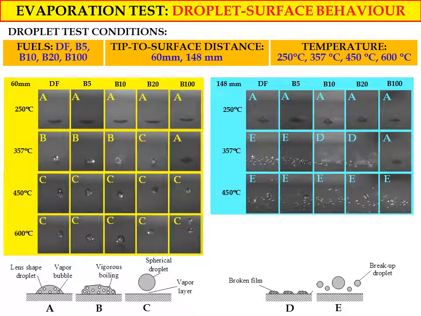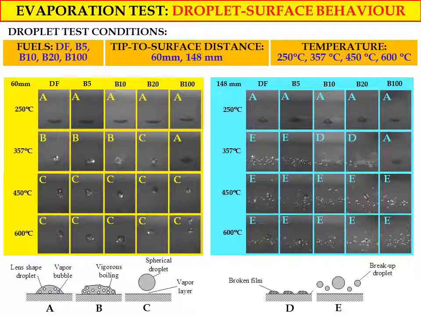Okay, so when we increase to 140 degrees Celsius, almost all of the tested fuels will have the same behavior, where the droplet breaks up and bounces on the surface of the hot wall. So we have multiple droplets bouncing on the surface of the hot wall for all tested fuels. Similar behavior also occurs when we increase the temperature to 600 degrees Celsius. So these are the behaviors of the different types of fuel when we change the tip to surface distance and also the hot surface temperature.